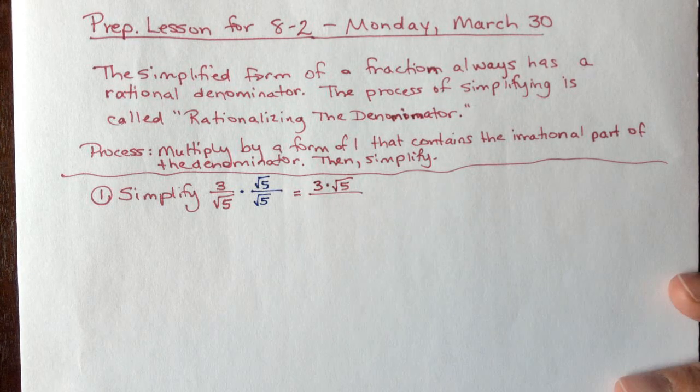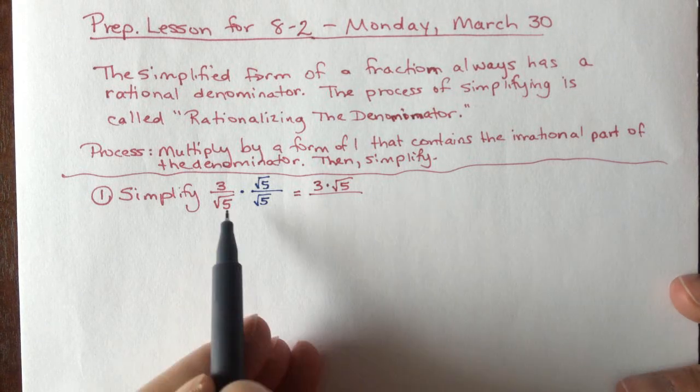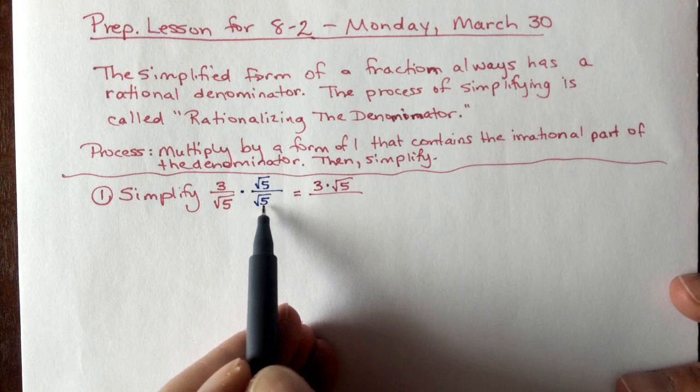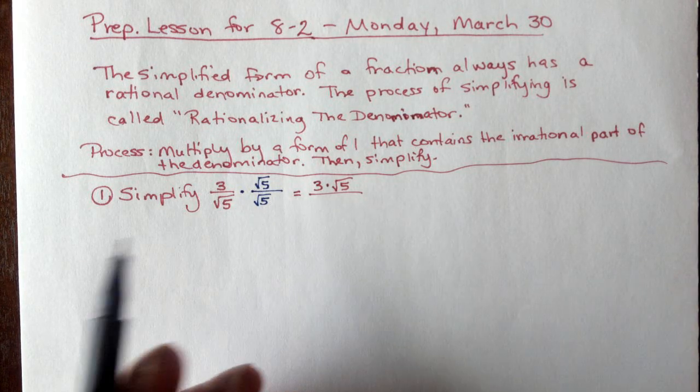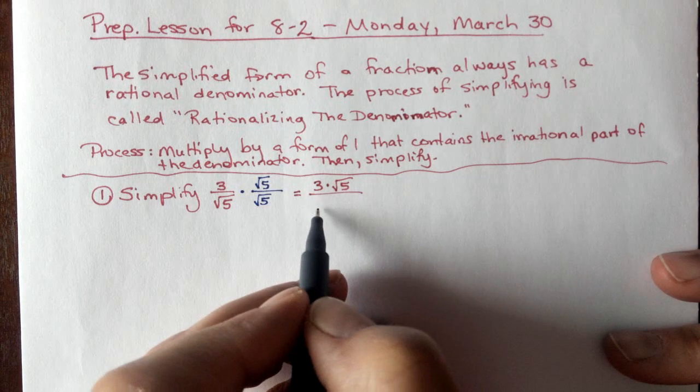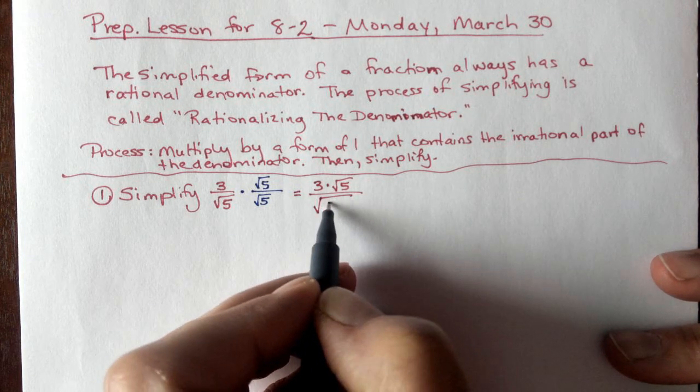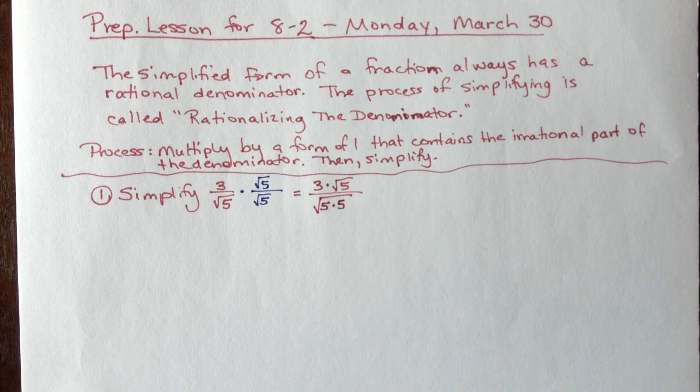The times symbol you can drop if you want. That doesn't have to be there. It would be an understood multiplication without it. In the bottom, square root of 5 times square root of 5. Both those 5s are under a square root, which means technically you have a square root of 5 times 5. So they can share the square root.